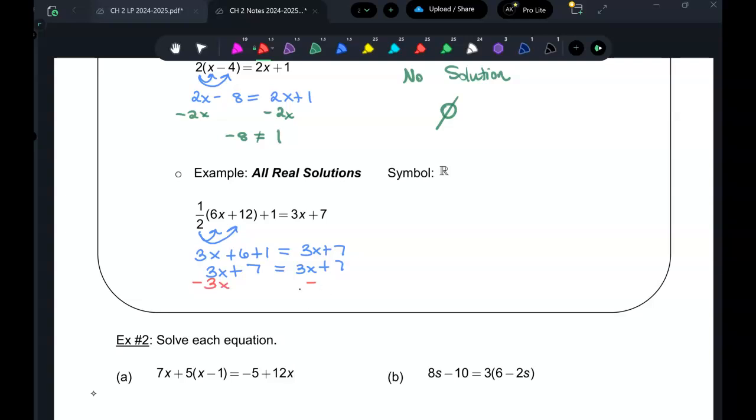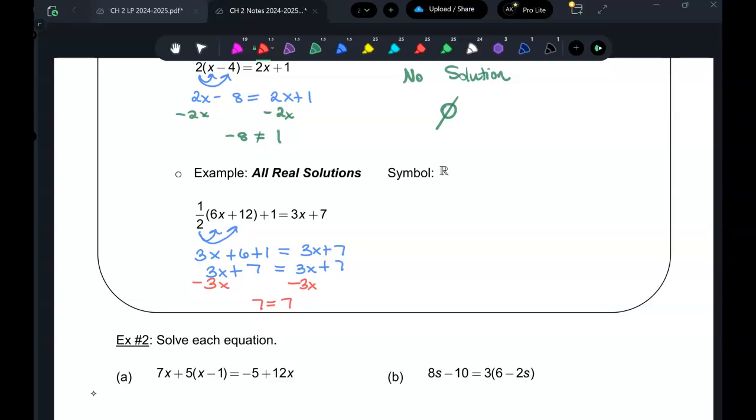What's just happened? Slow down a little bit. Eli's right, I get 3x plus 7 equals 3x plus 7. It's true. If I try to isolate the variable and I subtract 3x from both sides, I get 7 equals 7. So this is a true statement, right?